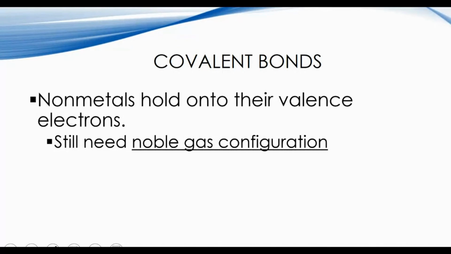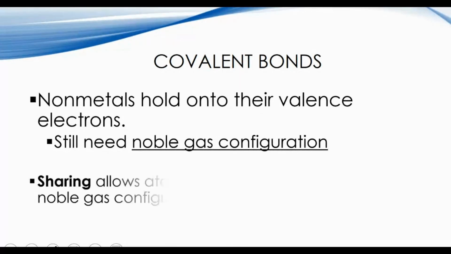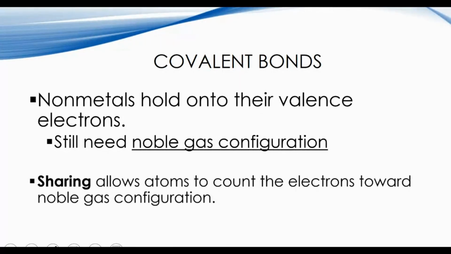Now, nonmetals are going to hold onto their valence electrons because they still need to have that noble gas configuration. Sharing allows atoms to count the electrons towards all of the atoms that are involved in the bond.